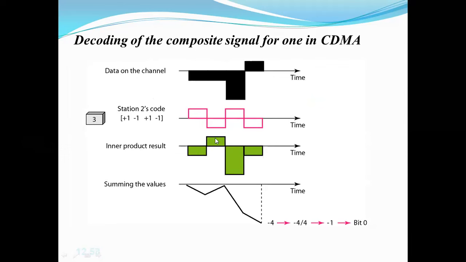What is that? -1, +1, this is -3 and -1. Summing up all the values, you get -4. Then you need to find out the data that was sent. That means -4 divided by 4, and that is where you get the actual data. The result is -1. The meaning of -1 is the 0 bit. That's the meaning here.